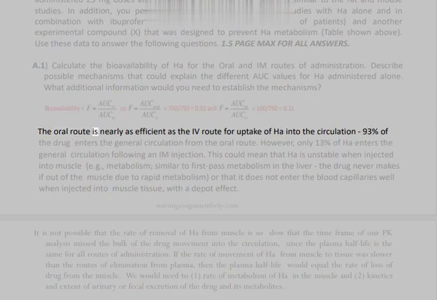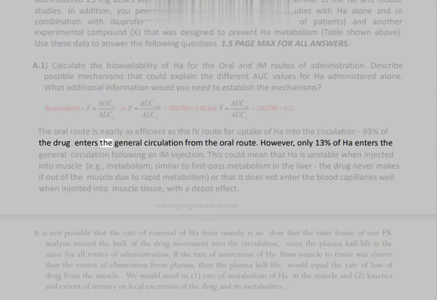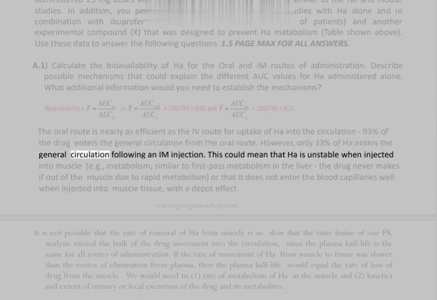The oral route is nearly as efficient as the IV route for uptake of HA into the circulation. 93% of the drug enters the general circulation from the oral route. However, only 13% of HA enters the general circulation following an IM injection.